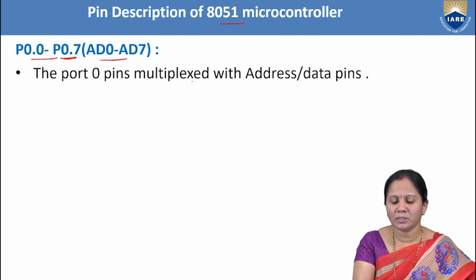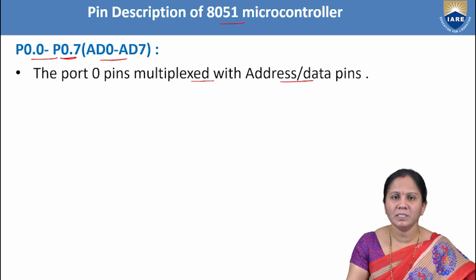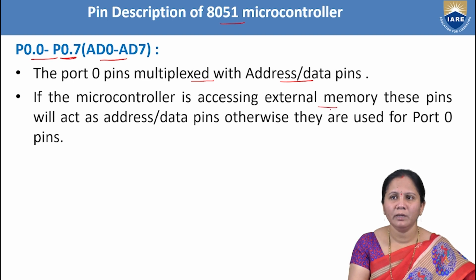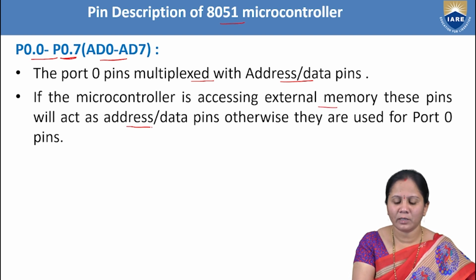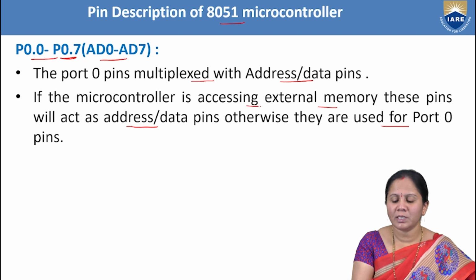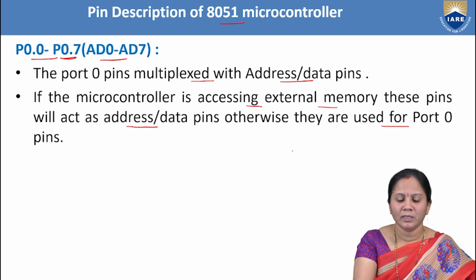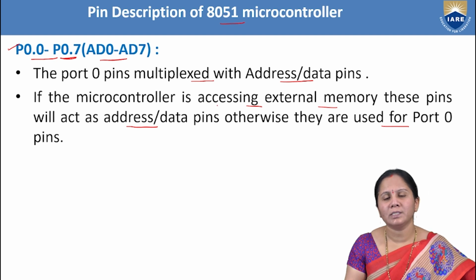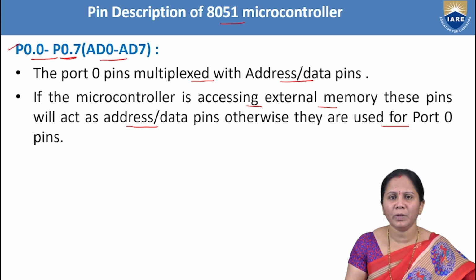So port 0 pins are multiplexed with address and data pins. When the microcontroller is accessing the external memory, these pins will act as address or data pins. Otherwise, they will be simply acting as port pins. There is also a possibility to connect external memory if required. So whenever the microcontroller is accessing that external memory, these port signals will be used as the address data lines. If it is not accessing the external memory, they will be used as simple port pins.